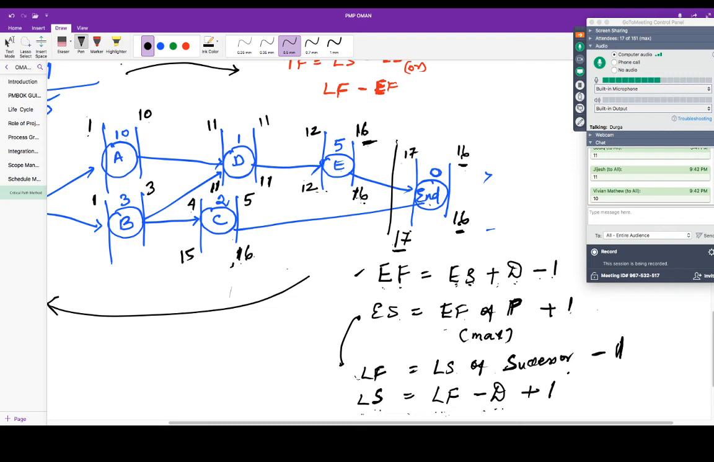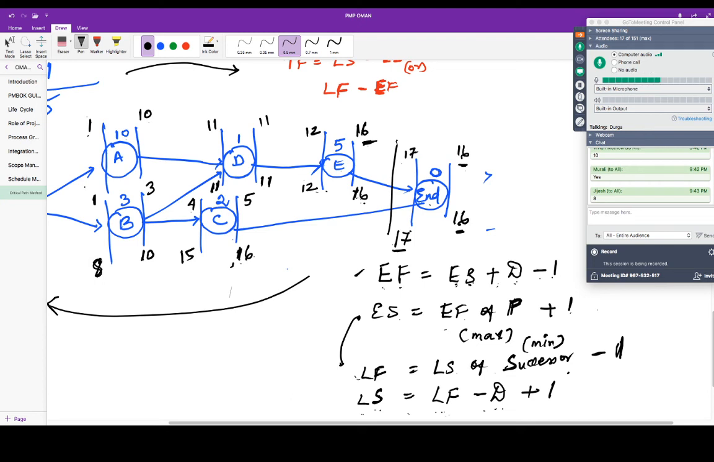When you're coming back, it should be the minimum, because you should honor both. So 11 minus 1, 10. You cannot take 15 minus 1, because if you finish it on the 14th, then you cannot start D. You have to honor both. So if you're finishing it on 10, at least when you should start B, 10 minus 3, 7, 7 plus 1, 8. So at least 8.